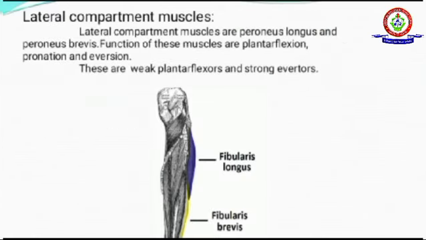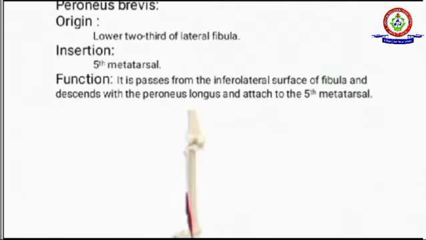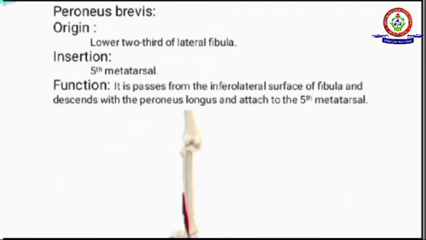Lateral compartment muscles. Lateral compartment muscles are peroneus longus and peroneus brevis. Function of these muscles are plantar flexion, pronation and eversion. These are weak plantar flexors and strong everters. Peroneus brevis. Origin. Lower two-third of lateral fibula. Insertion. Fifth metatarsal. Function. It passes from the infrolateral surface of the fibula and descends with the peroneus longus and is attached to the fifth metatarsal.